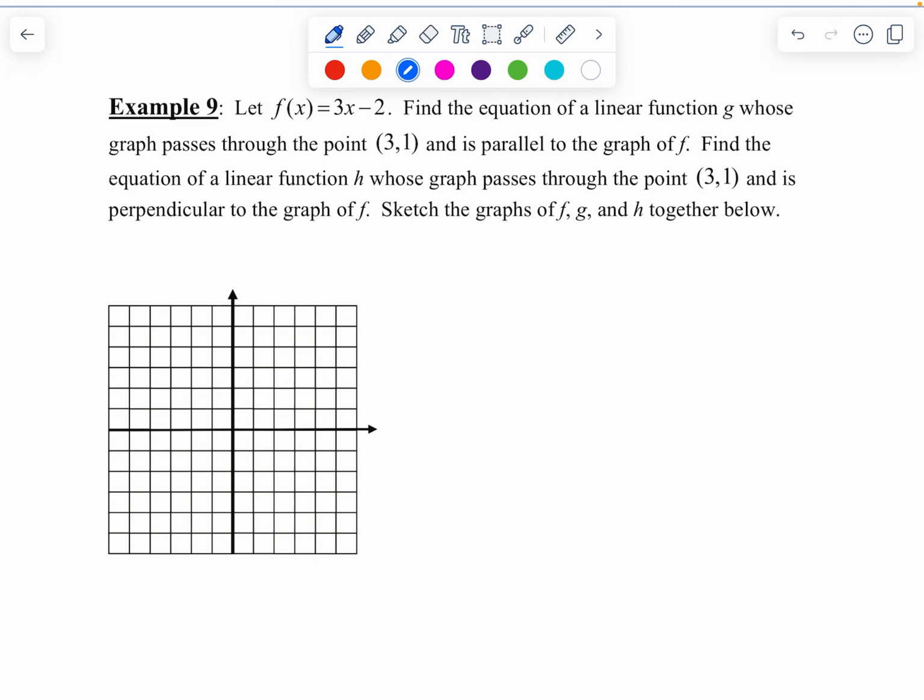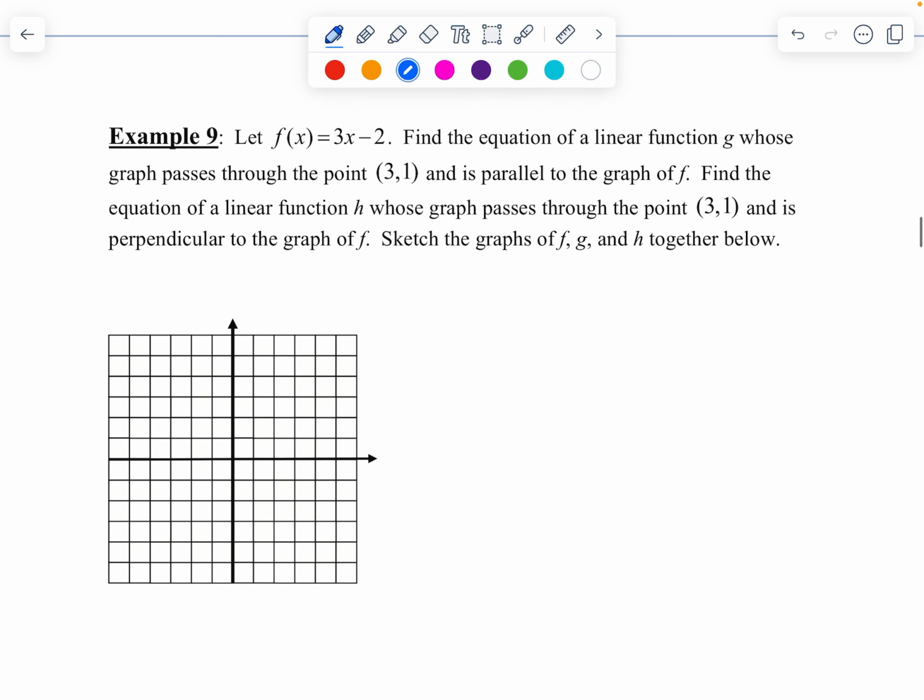So we have here f. F of x is given to us as 3x minus 2. I'm going to be doing this one in blue. Okay, I have to graph 3 functions. Then I'm going to look at g. So I have function g, and it passes through the point (3, 1). Then there's going to be a function h, and it goes through (3, 1) as well.